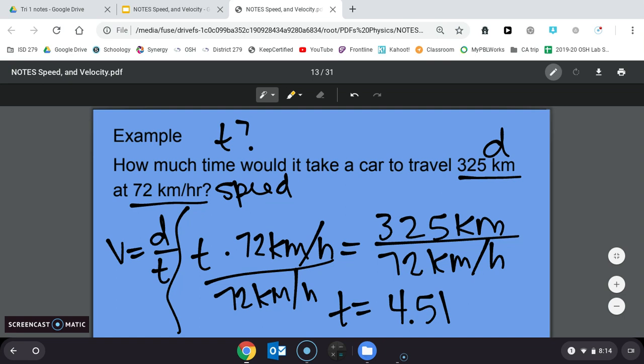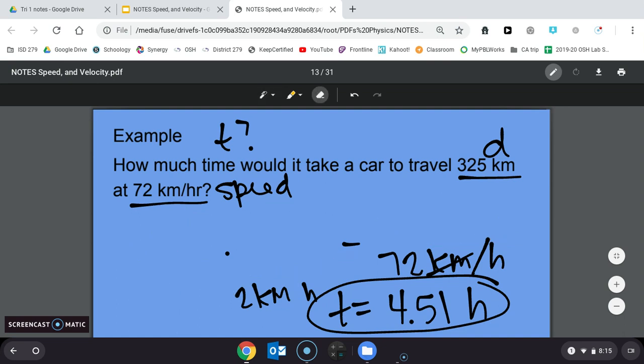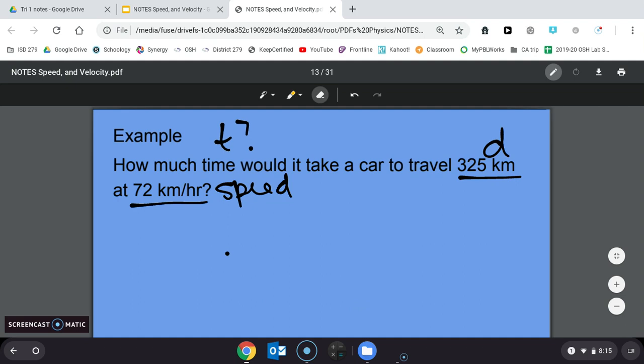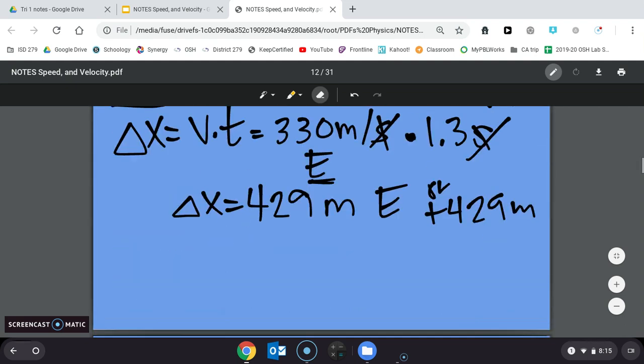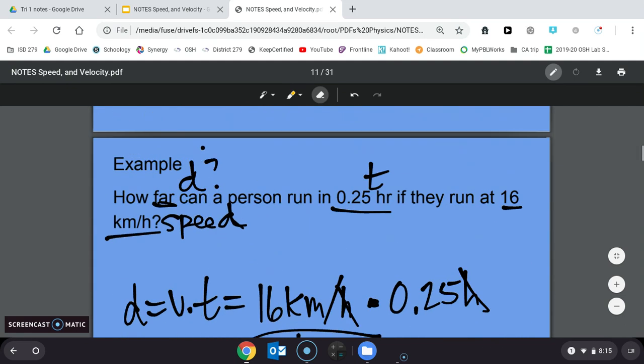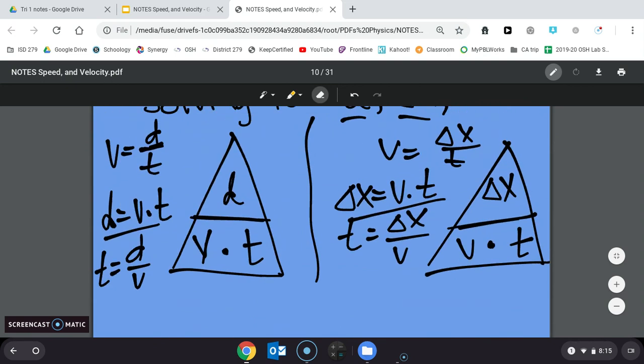How do I know the label? Kilometers is gone, kilometers is gone. I label it hours. So in terms of what I put into the calculator, I have 325 divided by 72. If I go back and try this one again, but use my rearranged equation, I see that time is distance over speed.